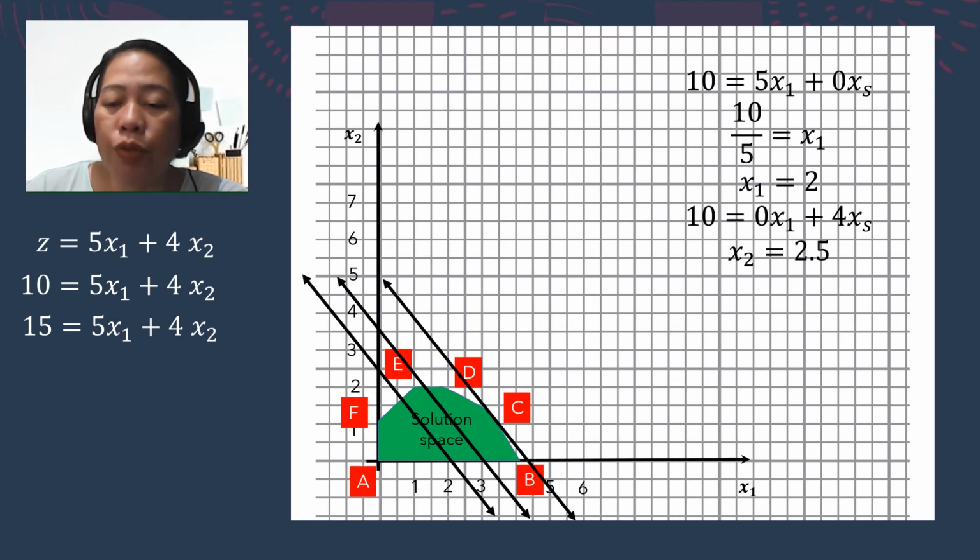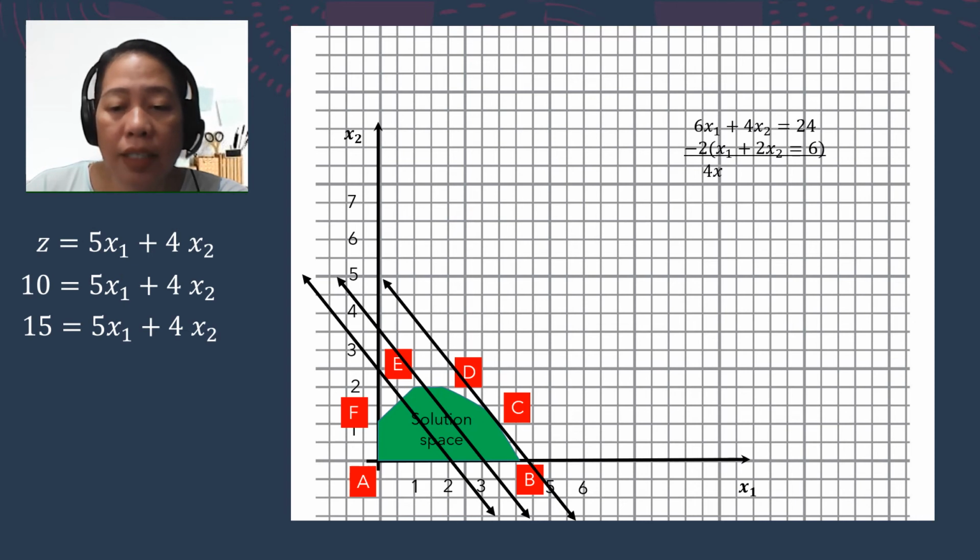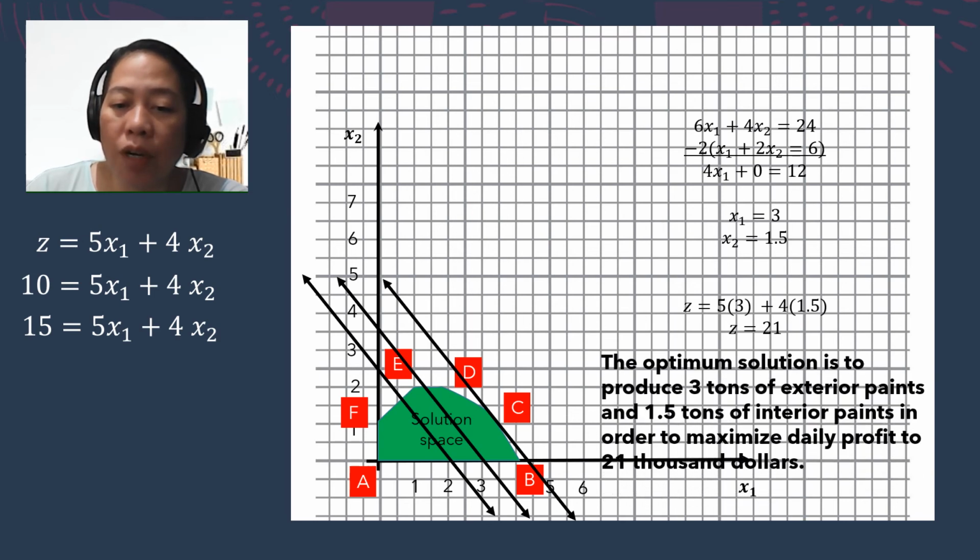Therefore, the optimum solution occurs at C. The values of x1 and x2 associated with the optimum point C are determined by solving the equations associated with lines 1 and 2. The solution is x1 is equal to 3 and x2 is equal to 1.5 with z equal to 21. This calls for a daily product mix of 3 tons of exterior paint and 1.5 tons of interior paint. The associated daily profit is $21,000.